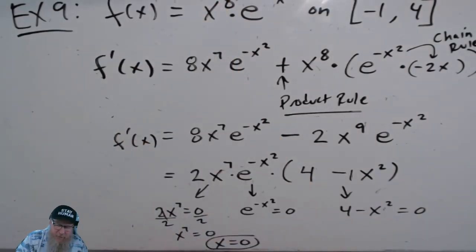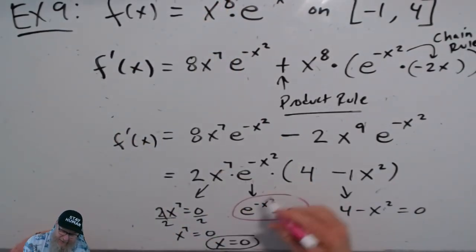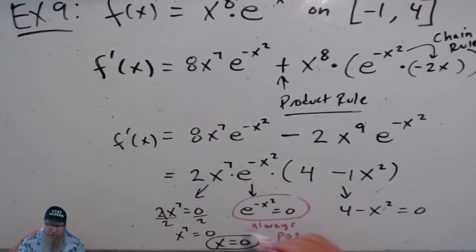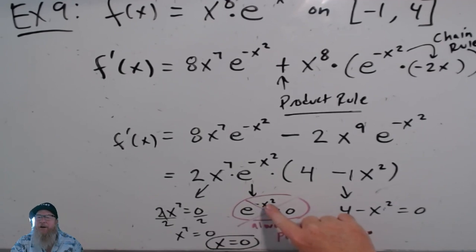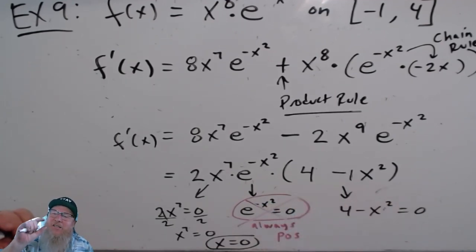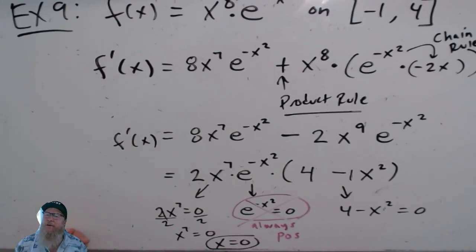I've told you this before, and I'll probably say it again. This is never 0. So we can ignore that. E to any power is always a positive number. Even if the power is a negative number, doesn't matter. It's just a very, very small positive number, but it's never equal to 0. So you can ignore that.